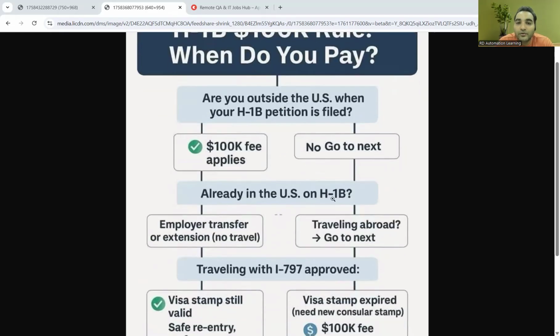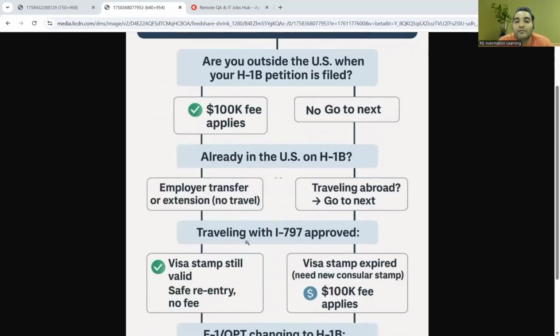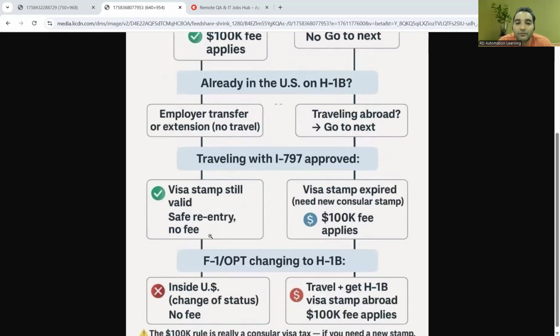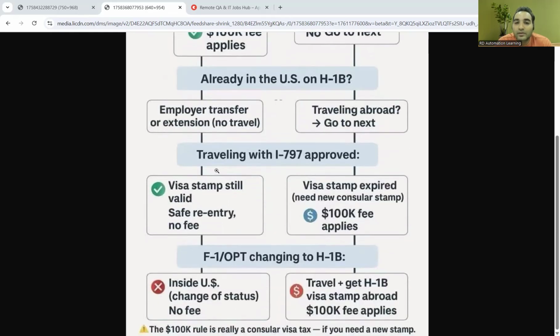Okay. Already in the US on H-1B. If you're already in the US on H-1B, and you are undergoing an employer transfer or extension with no travel, then you can travel with an approved I-797. The visa stamp is still valid, safe re-entry, no fee. All right. So this is the stage.